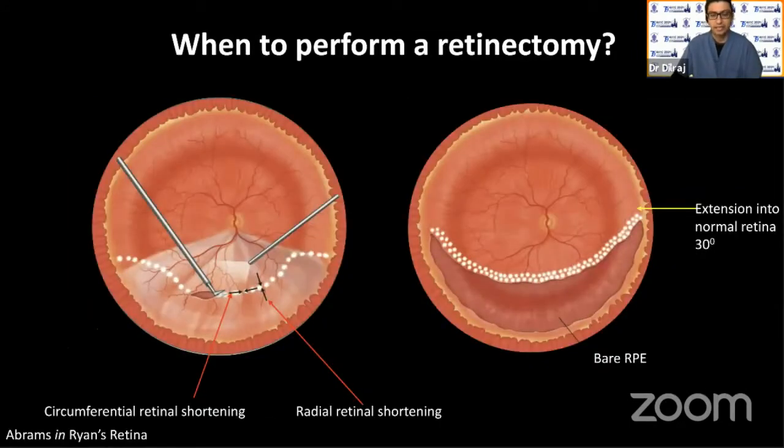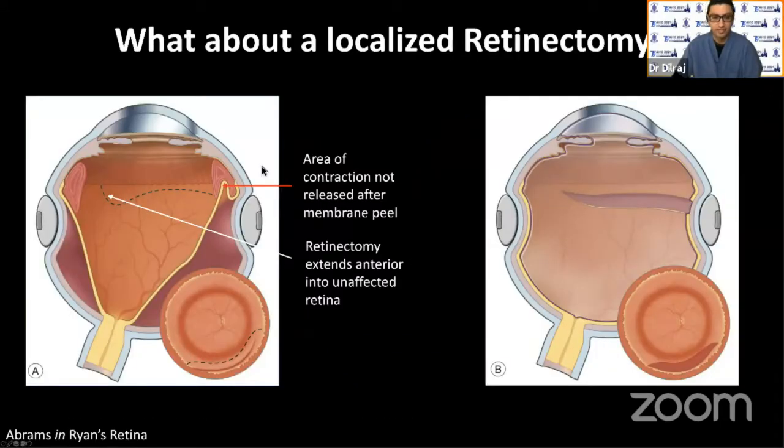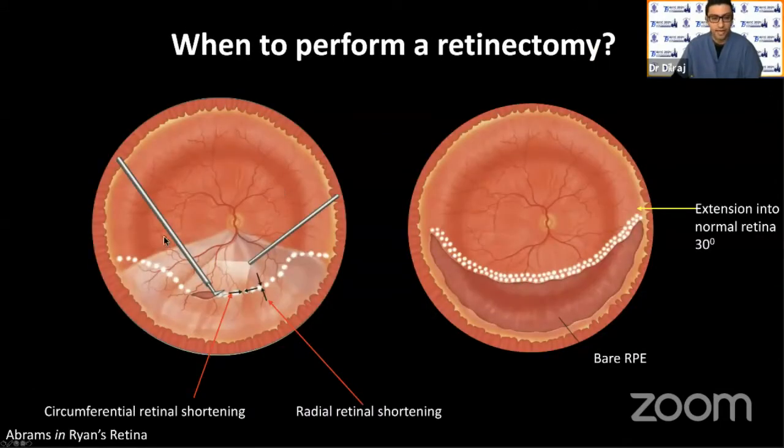So the idea is that a retinectomy is not a substitute for adequate membrane removal in cases with proliferative retinopathy and recurrent detachments. The idea is that when you have circumferential retinal shortening or you have radial retinal shortening, you may need to perform a relaxing retinectomy in order for the retina to lay flat. And the idea is we want to perform a retinectomy that is large enough to achieve that purpose, and that does involve extending into the normal retina as well.